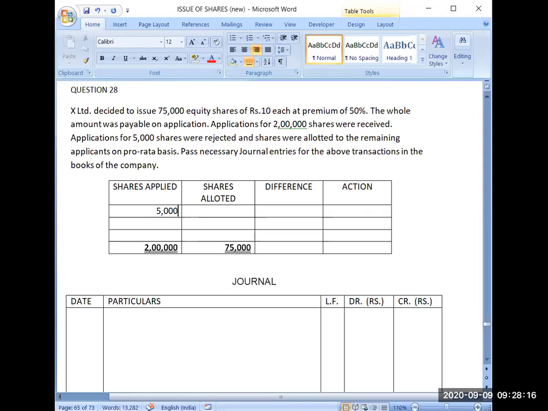So how many shares have I given to these 5,000 applications? This table I will not explain again. Those who are not participating, I am noting the names. I will not explain anything to them again. Yes, 5,000 shares and we have allotted them nil. No share has been allotted to them. So 5,000 minus 0, how much will it be? 5,000.